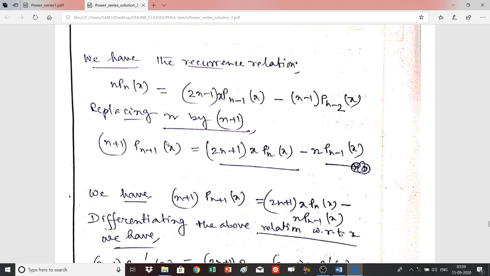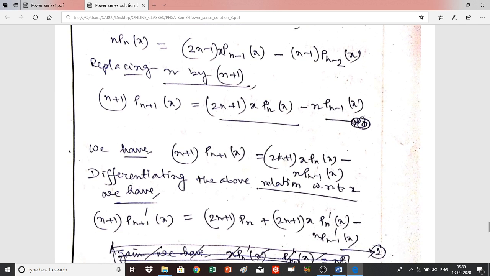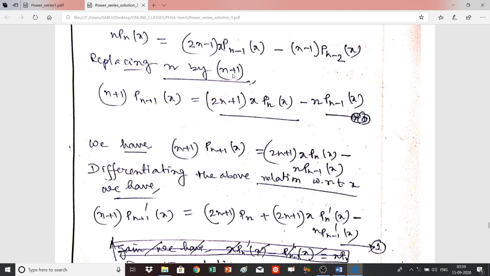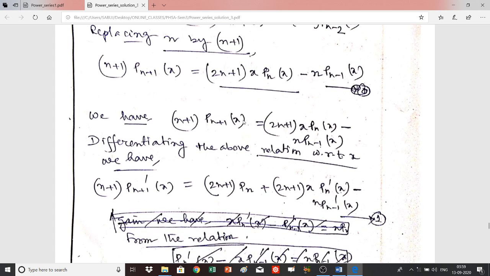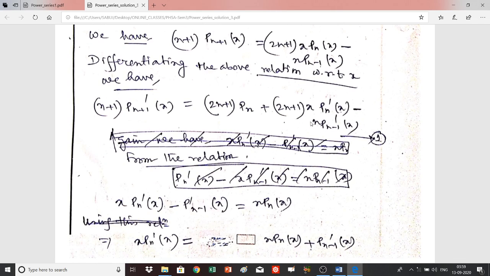So what we have, you will have this line. Just practice it. It will not be very difficult. Replace n by n plus 1. You will have this line. Then you can write this term n plus 1 Pn plus 1 is equal to this, and differentiating the above relation with respect to x, you will have this. Just practice it, and all the steps are written here.